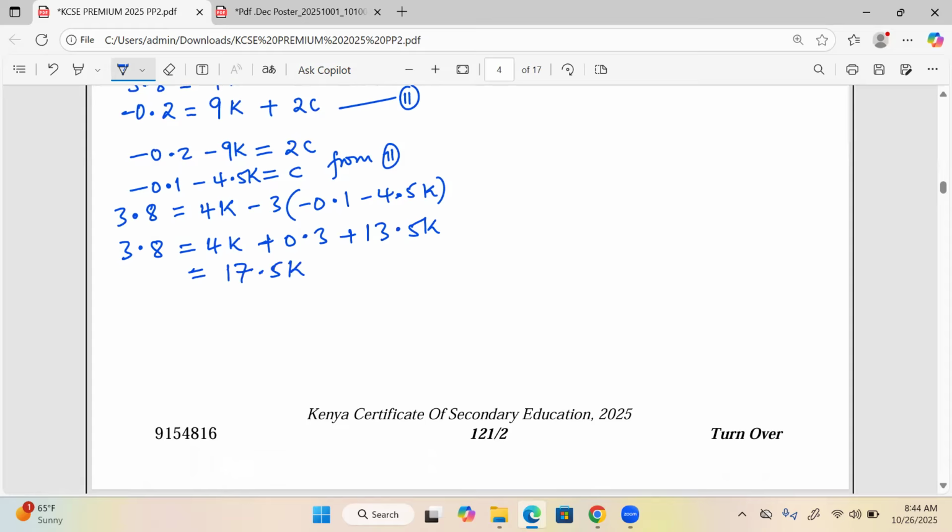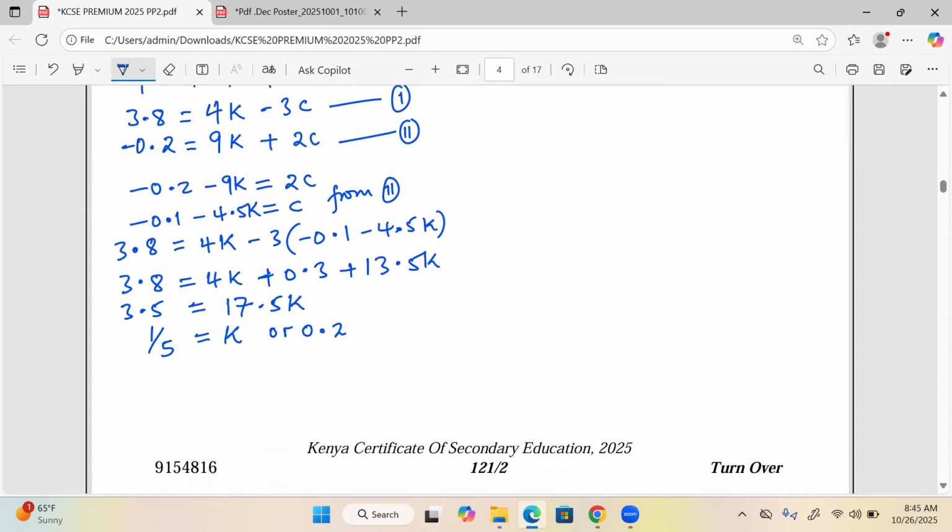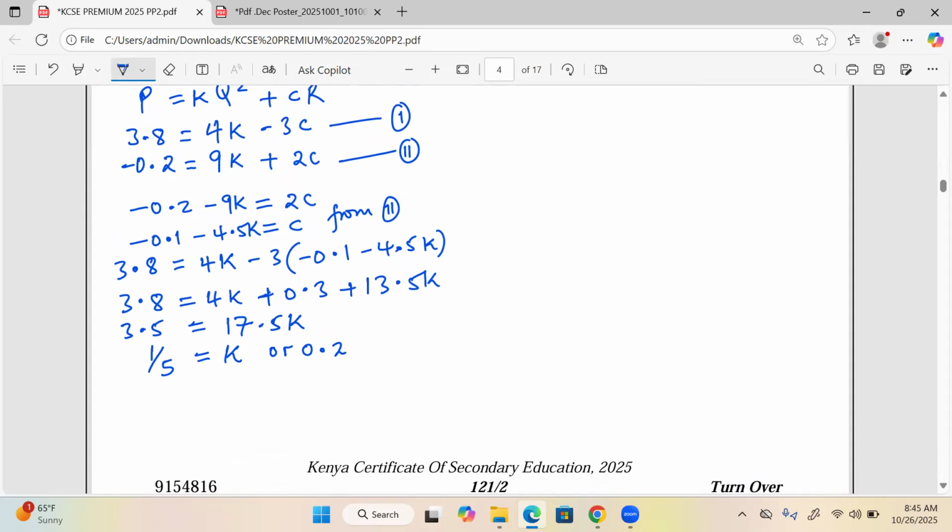Then on the other side, 3.8, I subtract 0.3. Now this will give us 3.5. And for us to get the value of K, we should take 3.5 out of 17.5. That is 1/5, or rather 0.2. That's simple. At this point, now that the value of K is known, we can get back to this expression and find C.